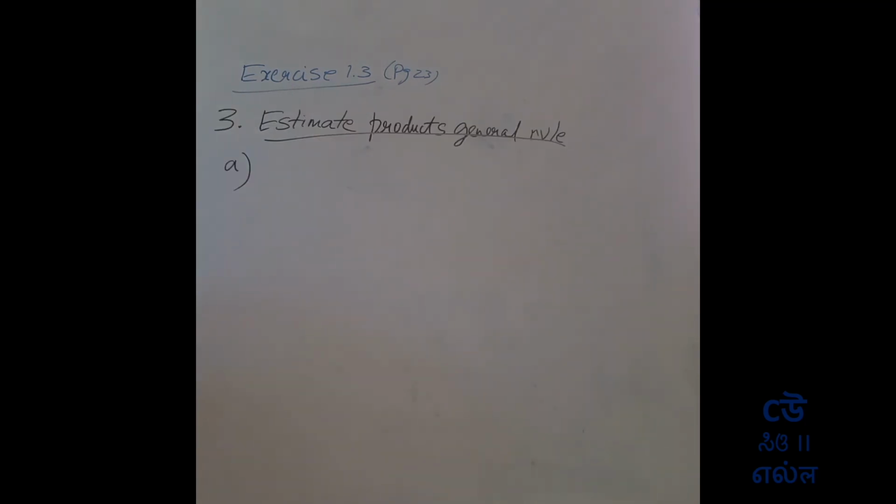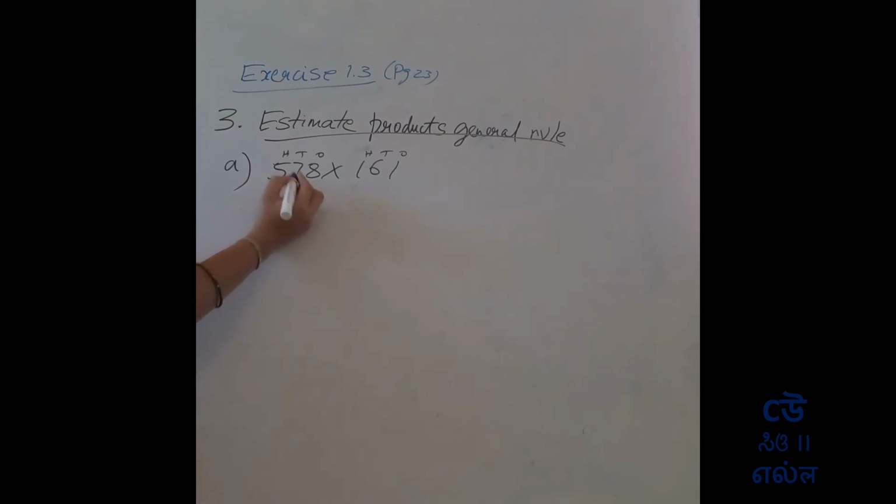Next, third main is estimate the following products using general rule. First problem in that is 578 into 161. Okay. We have ones, tens, hundreds and ones, tens, hundreds. So general rule is how did I teach children? You have to round off the number to the greater place value. Here you have already hundreds place, so you can round off directly.